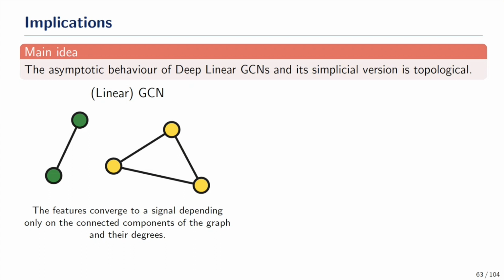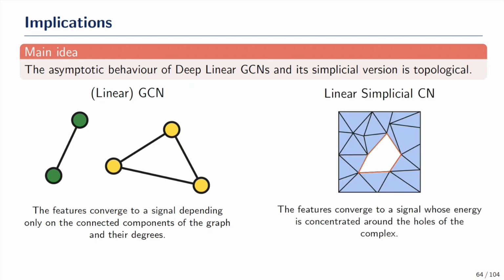And let's say your graph has another connected component. Again, they all have the same degree, and they will have the same feature in the end. So you get this topological behavior, or convergence of the features. Now, if you have the general case we were just discussing, the features converge to a signal whose energy is concentrated around the hole. And this also works in higher dimensions, in whatever dimension you're in, although here I need to specify that this holds only for the linear case by the result we just saw before.